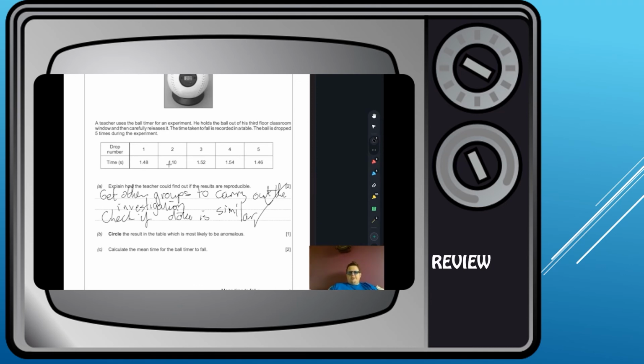Right, the anomalous result is the one that doesn't fit the pattern. The rest are all about 0.5, and that one's at 1.1. So we use the other 4 to work out the mean. So we're going to add the other 4 up, and we get a value of 6. We divide by the 4 we've got, so the mean time to fall is 1.5 seconds. And does that make sense? Yeah, because that one's 4 below it, that one's 4 above it, 2 below it, 2 above it. So that's smack bang in the middle.